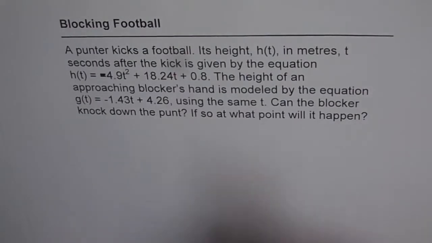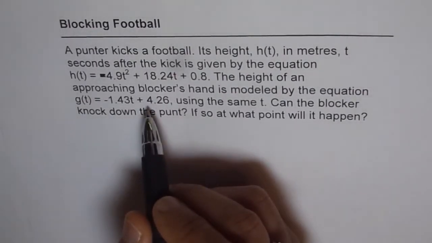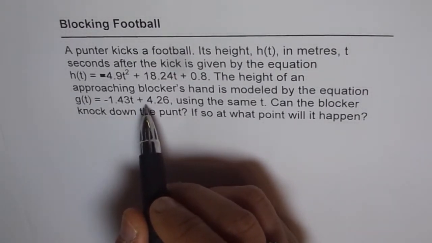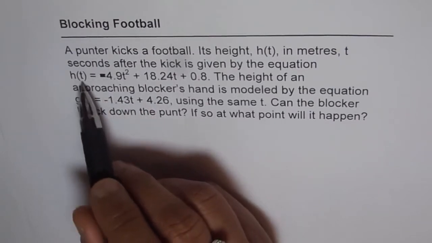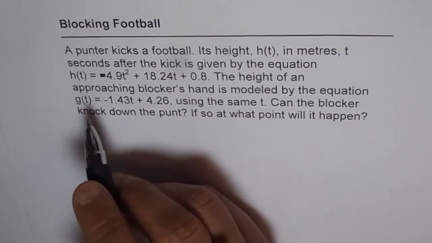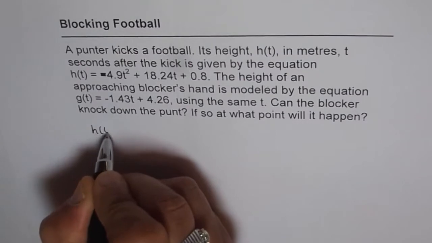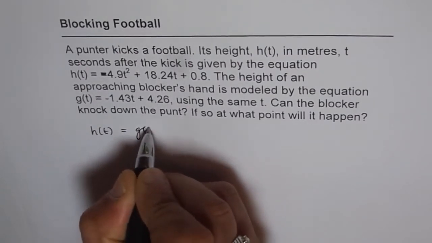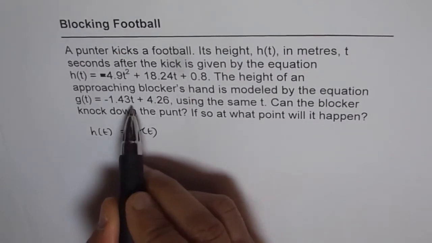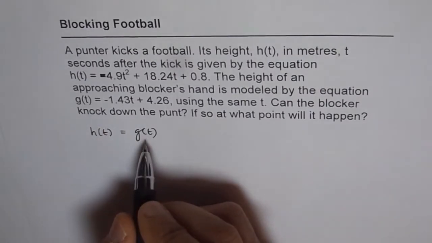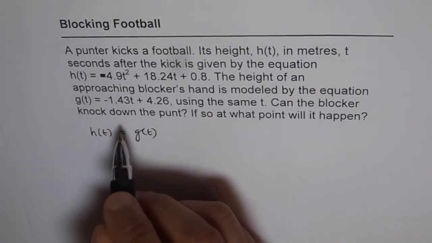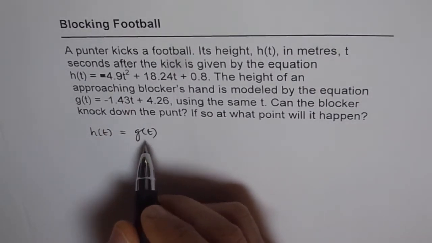Now, it can be blocked. That means at that instance of time, both h of t is equal to g of t, right? So basically we have h of t equals g of t, and if we can find a valid value of t, then it can happen. So let's try to figure out how it could be found.